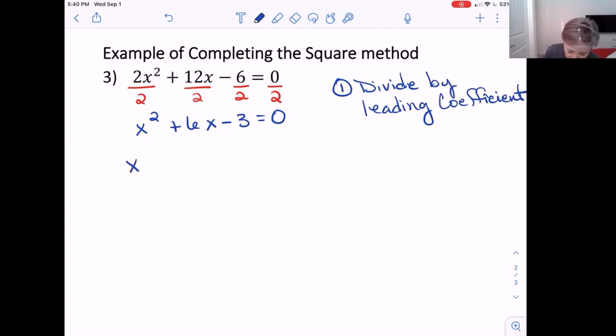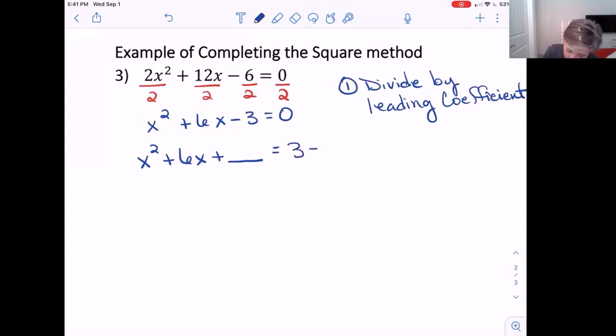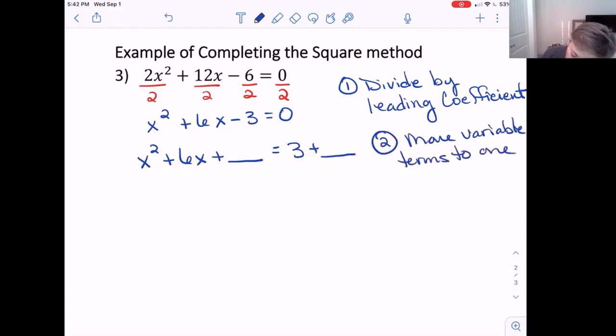Then we're going to keep all the terms that have variables on one side. I want you to put plus blank here. And we're going to move that constant of -3 and make it a +3 to the other side and put a plus equals there. So step 2, move variable terms to one side and constant to the other.